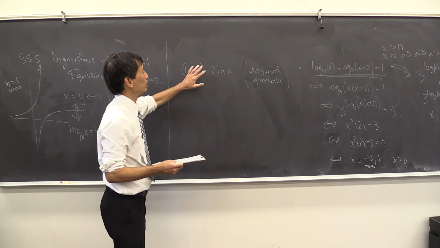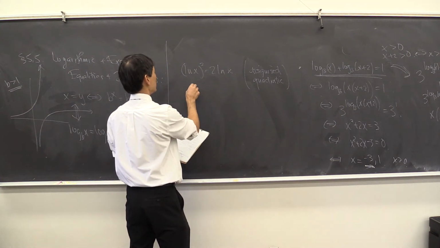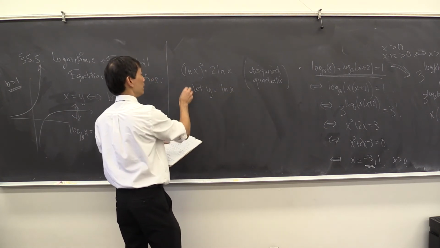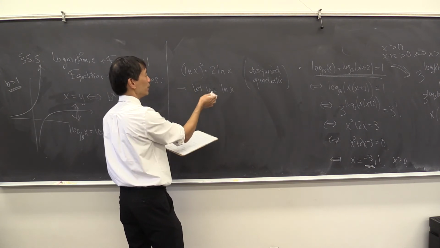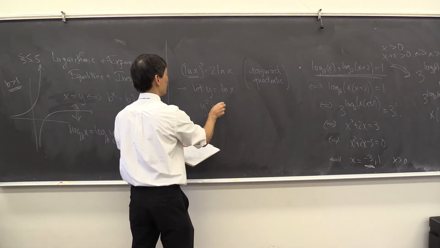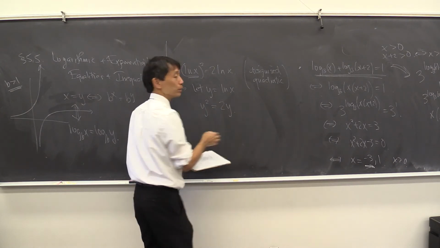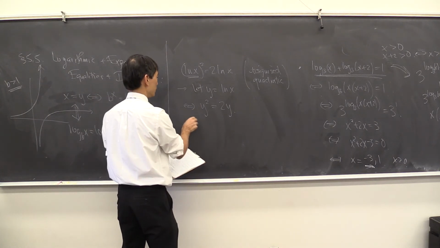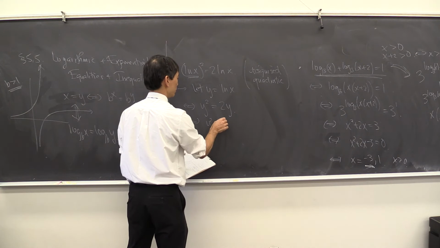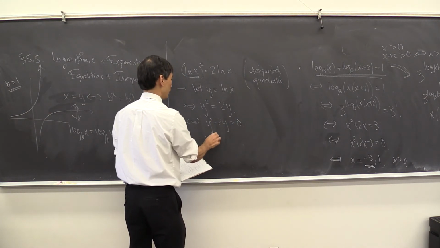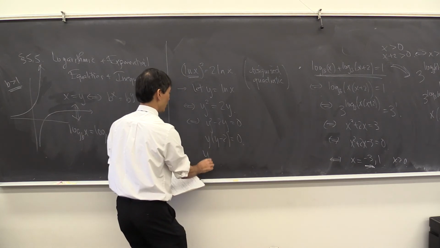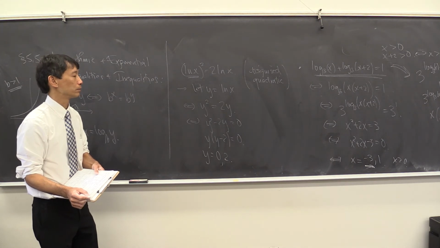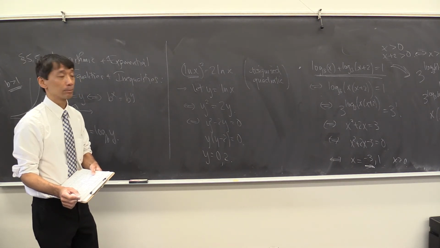So instead you say, look, let y be natural log of x. Let's put a different name on natural log of x, and then you realize that this thing is y squared equals 2y. In other words, it's y squared minus 2y equals 0, so y times y minus 2 equals 0. So y could be 0 or 2.